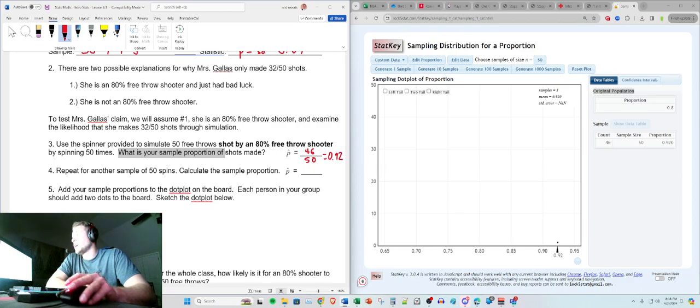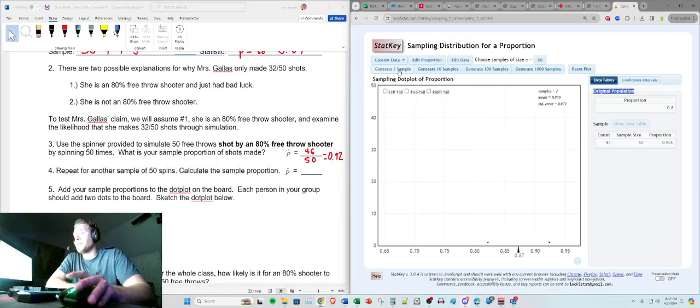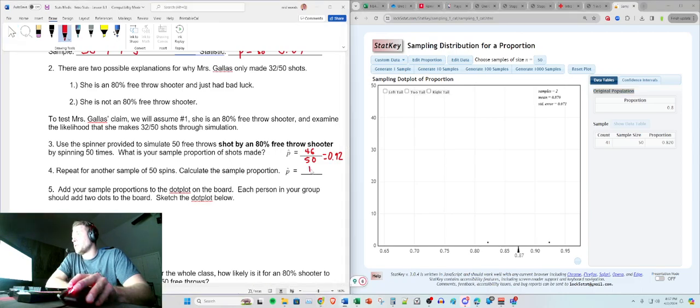Okay. Now it says repeat this for another sample of 50 spins. Calculate the sample proportion. I assume this worksheet has some sort of application, but what we're going to do is I'm just going to keep generating these. So this next one was 0.82. Okay, so that's 41. So 41 out of 50, which is 0.82.